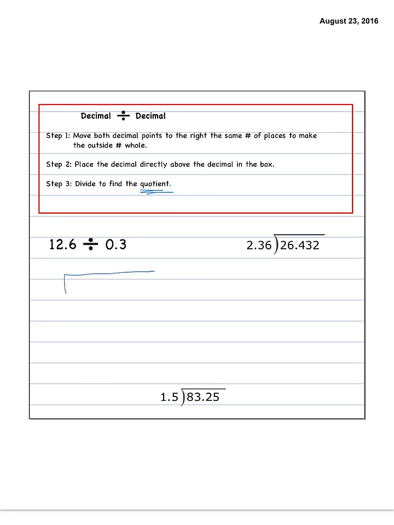So again, draw our division bracket. First number goes inside the bracket.